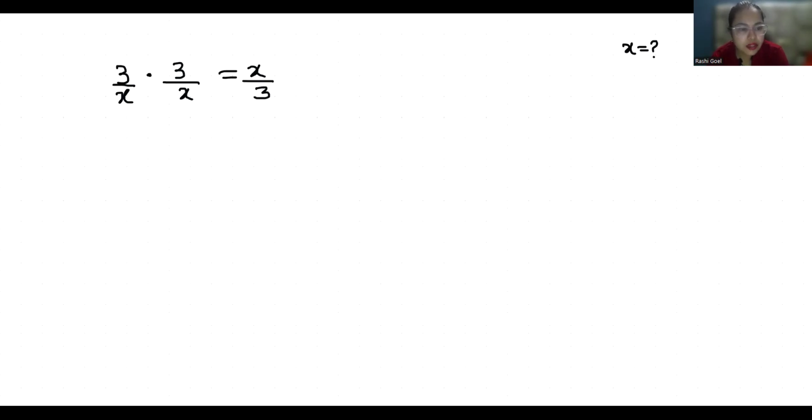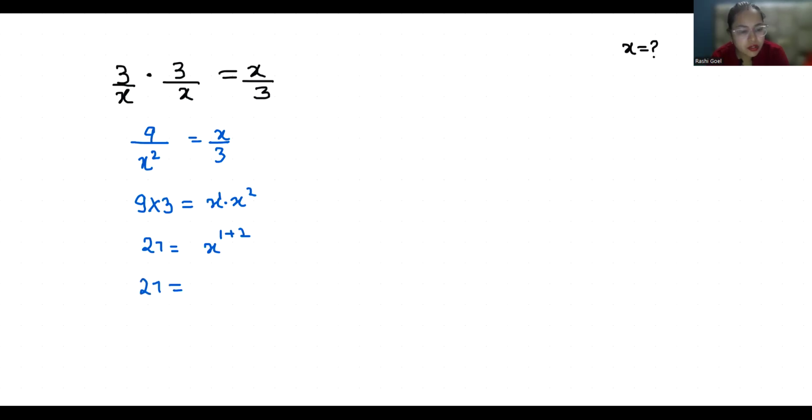So 3 times 3 is 9 and x times x is x square, equal to x by 3. Now we will do cross multiplication and write 9 times 3 is equal to x times x square. 9 times 3 is 27 and this is x power 1, so it becomes x power 1 plus 2. So 27 is equal to x power 3.